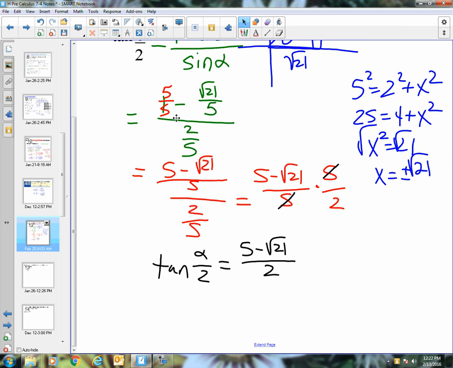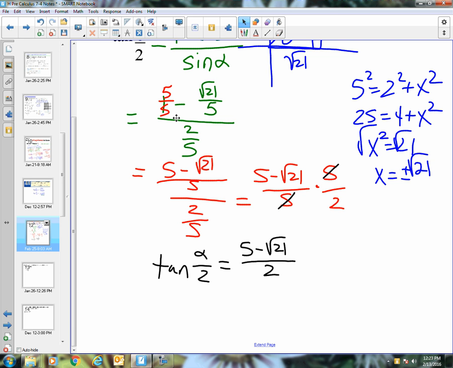Okay, now I want you to think about this. This angle alpha we knew was in quadrant 1. If you take half of an angle that's in quadrant 1, what quadrant should you end up in? Half of any angle in quadrant 1. Well, if you take half of any number in quadrant 1, something between 0 and 90, it's still going to be in quadrant 1, right?